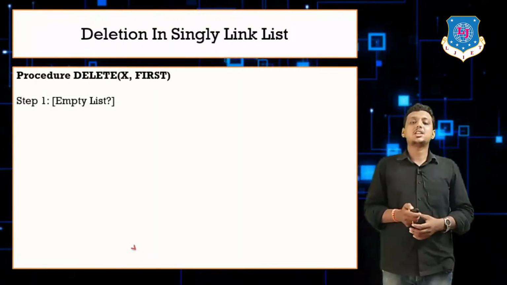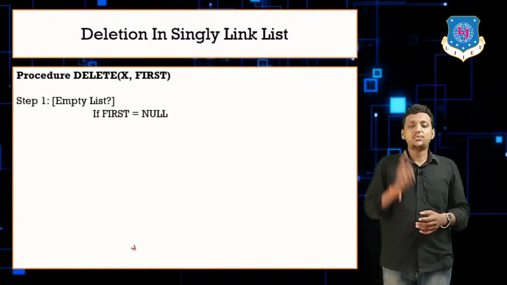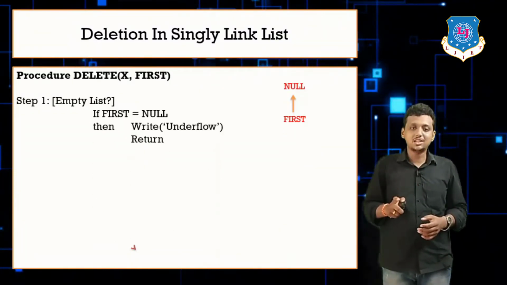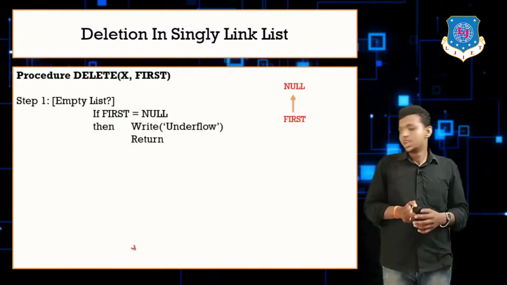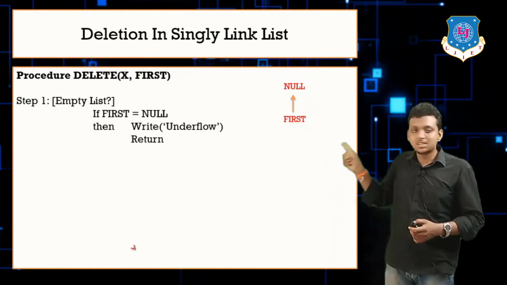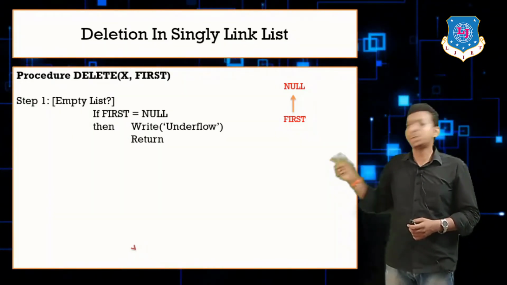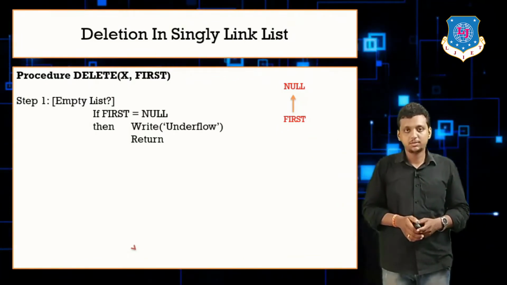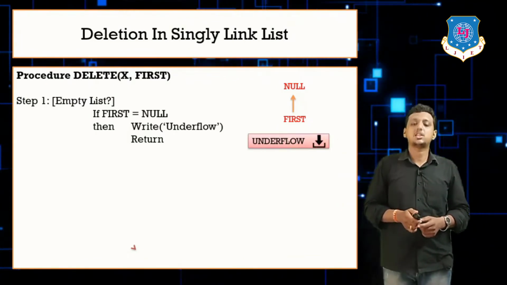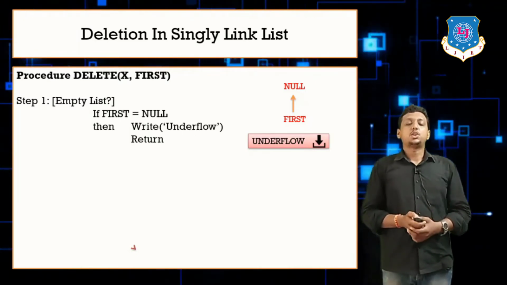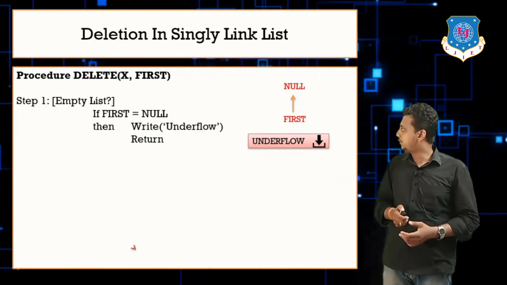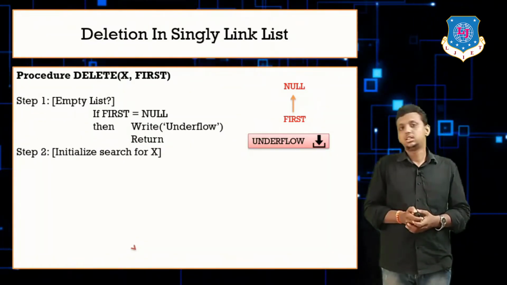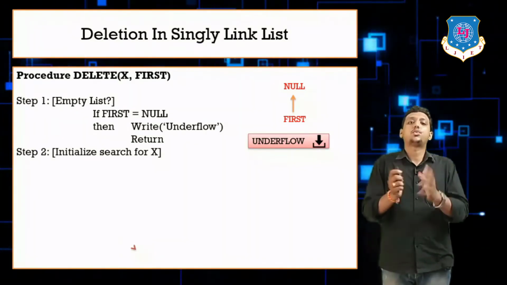So this is my first condition to check the underflow. If first is equal to null, then you write that the linked list does not exist and you return. Here the return is a statement only. I'm not going to return anything. That's why it's a procedure, not a function. If the first pointer is pointing to null, then it's known as underflow. If not, you have some values in the linked list. Then what to do? You have to search for x.